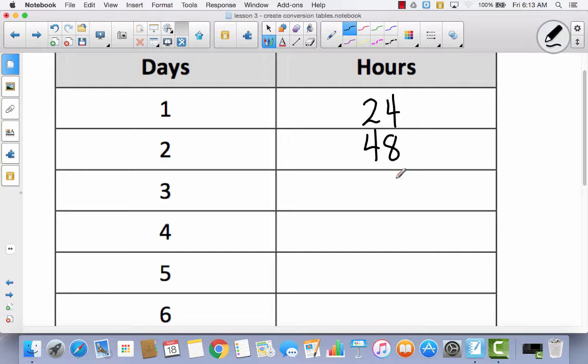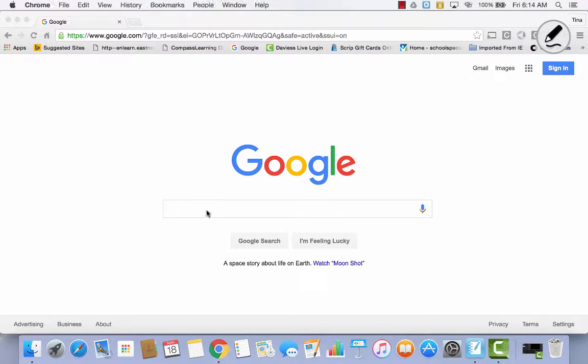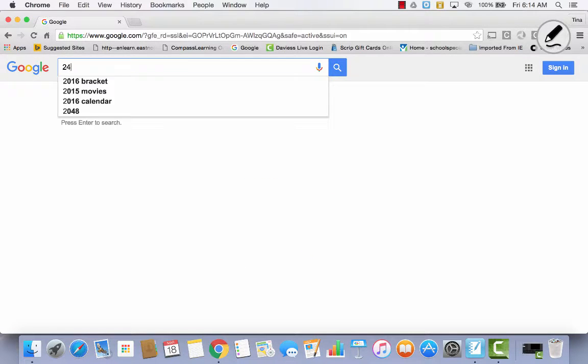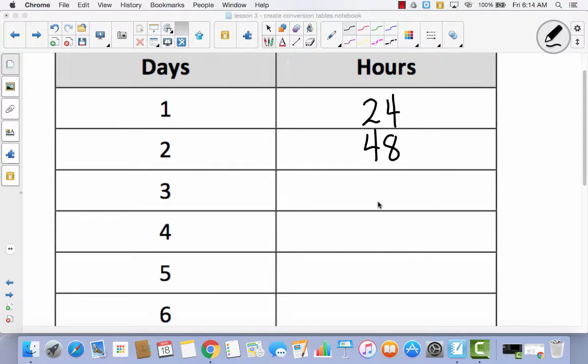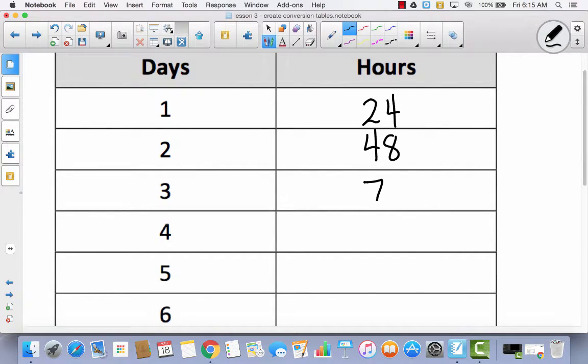Or if you want to remember, you could go to Google Chrome. And remember, you can use your Google search bar as a calculator. So we could do 24 times 3. And what do I get? I get 72. So I'm going to do a split screen here, and I'm going to go ahead and put 72. If you're at school, you can borrow one of my calculators or you can use Google Chrome. But I want you to go ahead and fill in the rest of this chart and come back.